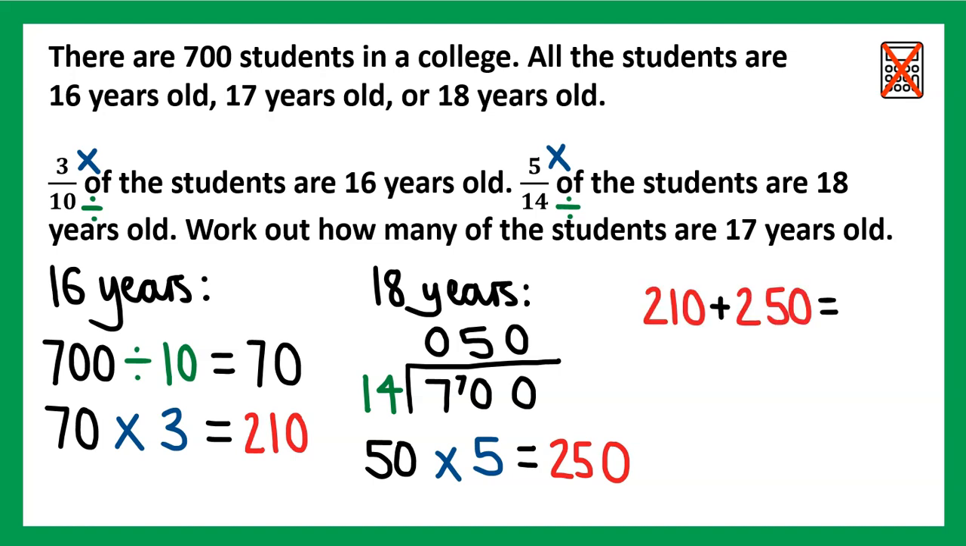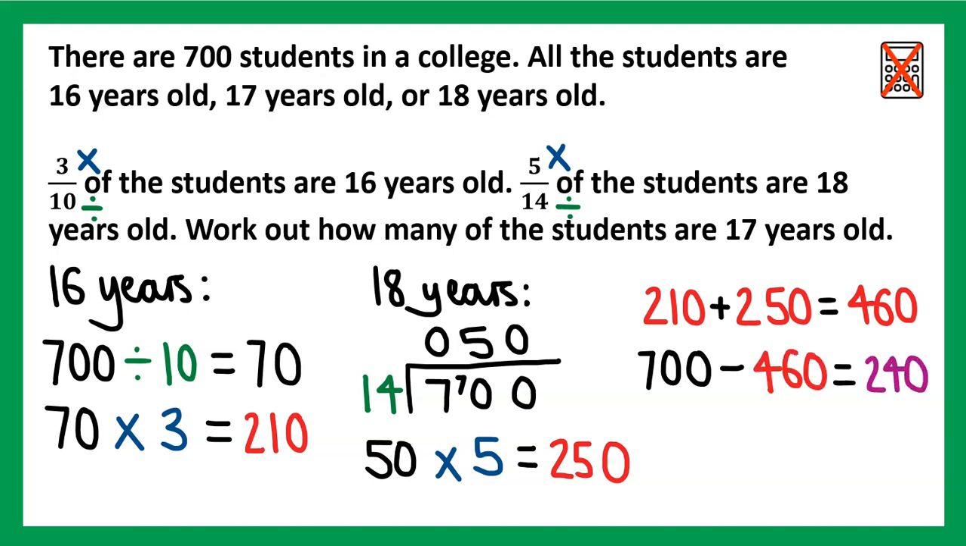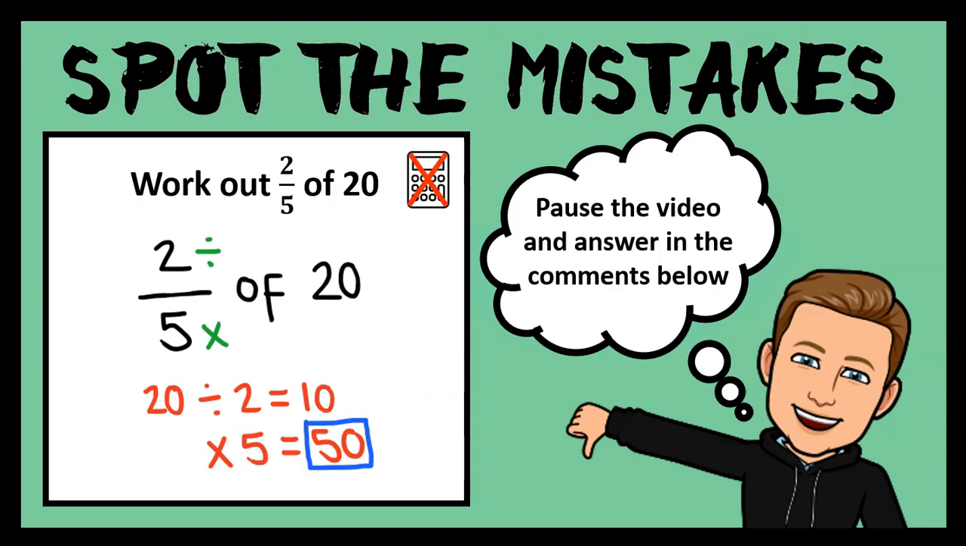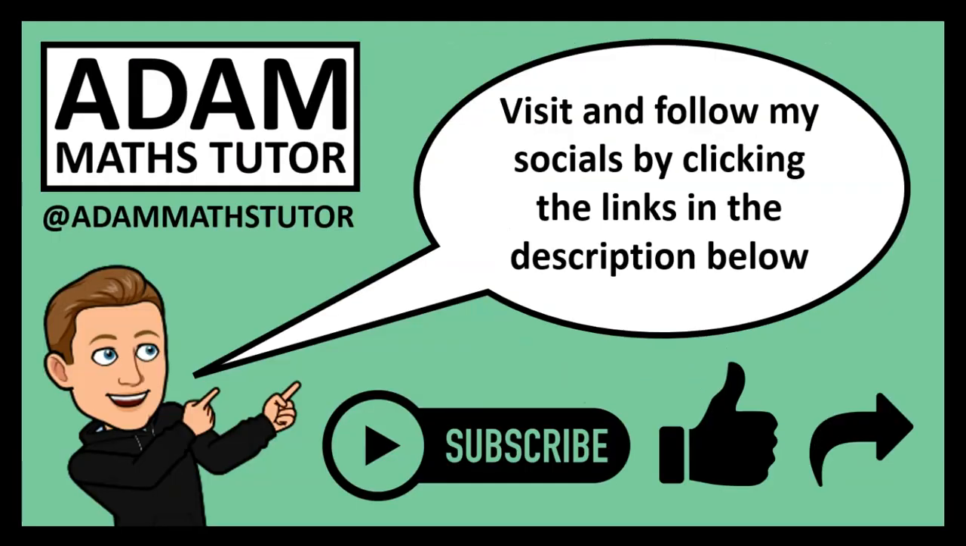We can add these amounts together, 460, and take this away from the total to work out how many are left, which is 240, and therefore how many 17-year-old students there are. Here's a question I've completed previously. It appears as though I've made some mistakes. Pause the video and let's see if you can tell me what they are or make some corrections in the comments below.